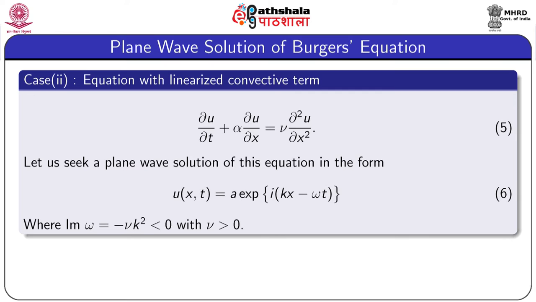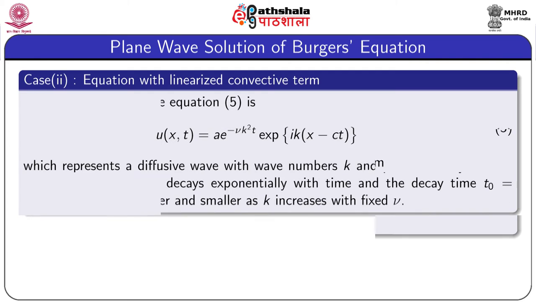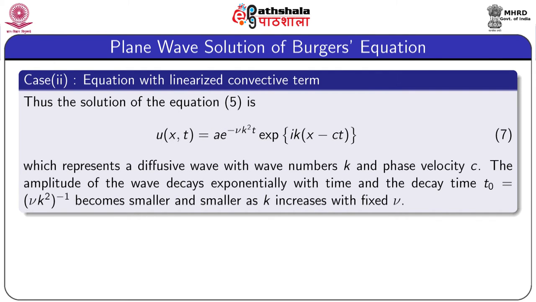Again, we are assuming a plane wave solution of this equation. So, the solution is assumed in the form u equals a e to the power i (k x minus omega t), where the imaginary part of omega equals minus nu k square, which is less than 0, for nu greater than 0. Now, if we substitute 6 in equation 5, we obtain the solution in the form u equals a e to the power minus nu k square t into e to the power i k (x minus c t), which is written in equation number 7.